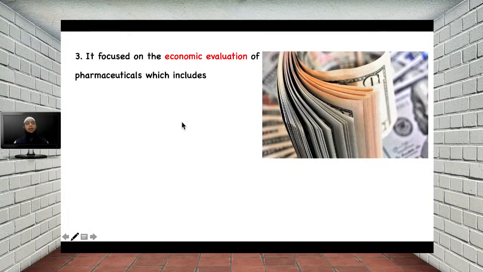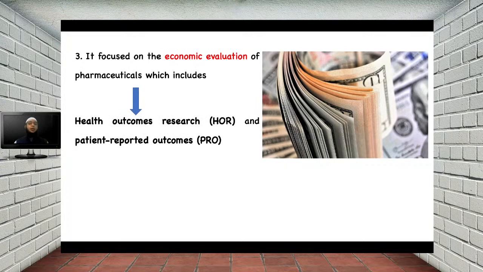The third role focuses on economic evaluation of pharmaceutical products, which includes two important things. The first is health outcome research, also called HOR. What is the outcome of giving that medicine? What is the outcome of giving a particular pharmacotherapy to the patient? Because obviously you are not giving medicine just to earn a benefit. A pharmaceutical company will not give medicine just to earn a benefit. The most important thing is the outcome of that medicine, what benefit the patient is getting. When you do that study, it is called health outcome research.